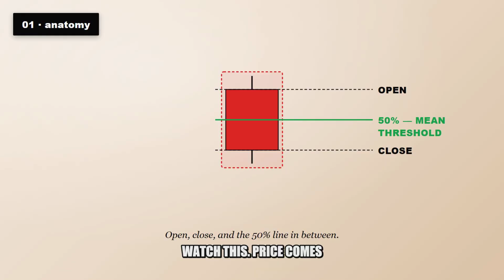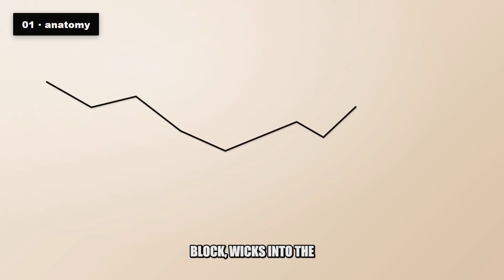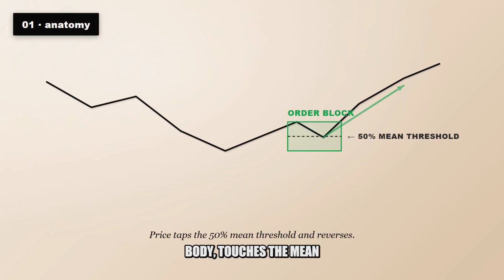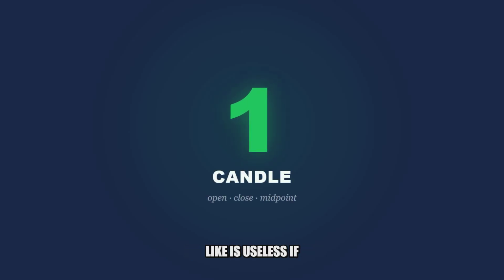Watch this. Price comes back down, taps the upper edge of the block, wicks into the body, touches the mean threshold, and reverses. Every order left in that zone just got filled, including, if you did this right, yours. One candle. Open, close, midpoint. That's the anatomy. But knowing what it looks like is useless if you can't tell a real order block from the 50 fake ones on every chart.